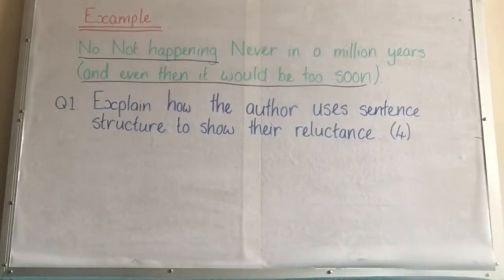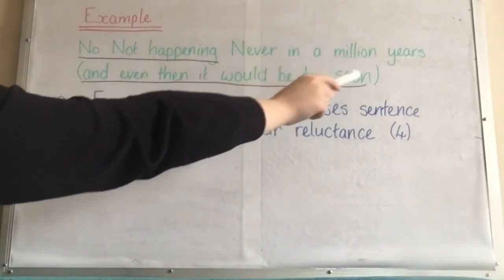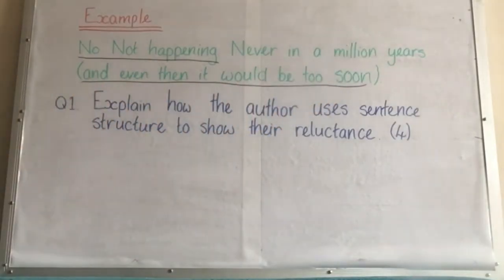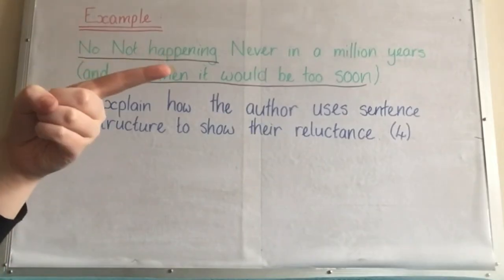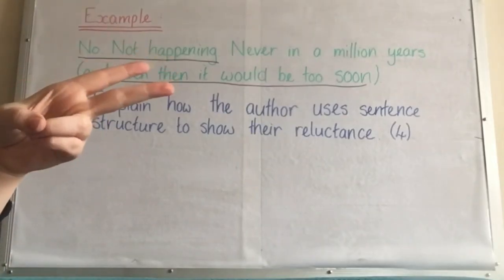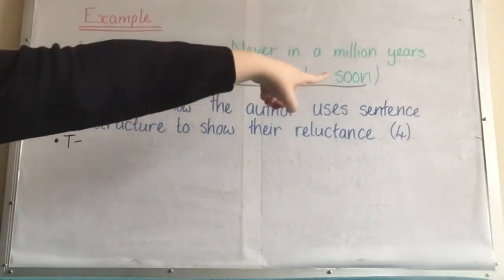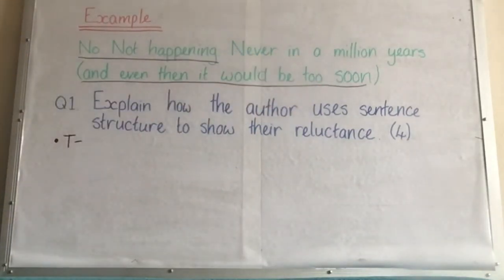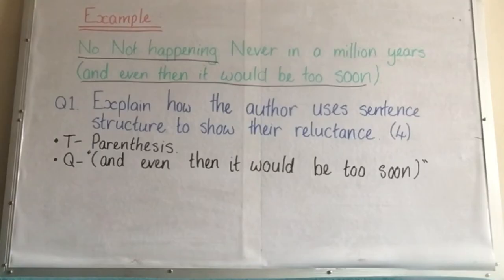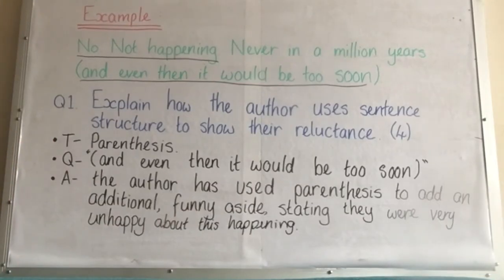We'll do the same thing then with the other thing we underlined. "And even then it would be too soon." So it's not repetition, it's not inversion, but it is punctuation. So here we can see that they've used brackets. This is known as parenthesis, using 2 brackets, dashes or commas to add extra information. So our technique is parenthesis, our quote is "and even then it would be too soon."